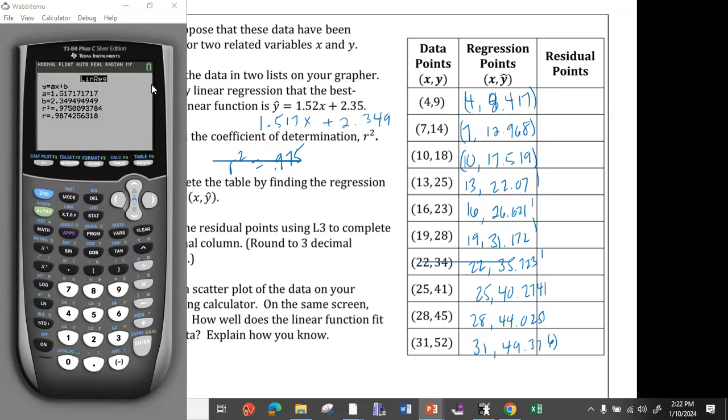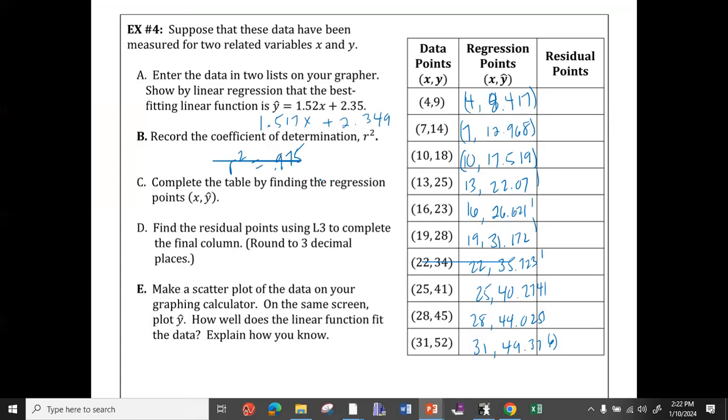Ours says R squared. Mine has R squared on your paper. Mine just says R on the paper. Oh, mine just says R too. There should be a little tiny 2 on that R.